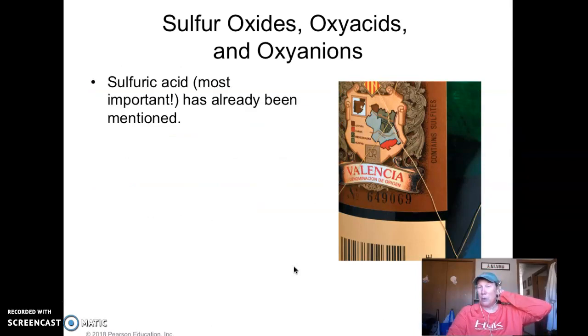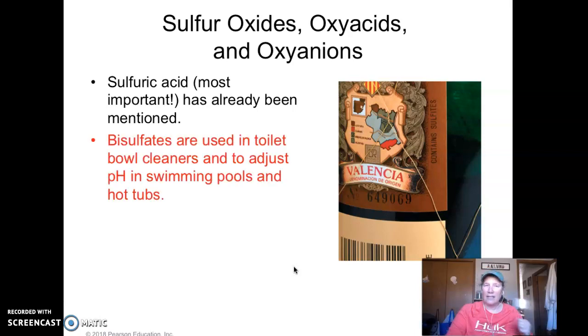Again, the most important of all sulfur compounds is sulfuric acid. There's bisulfides that are used in toilet bowl cleaners. They use them to adjust pH in swimming pools and hot tubs.